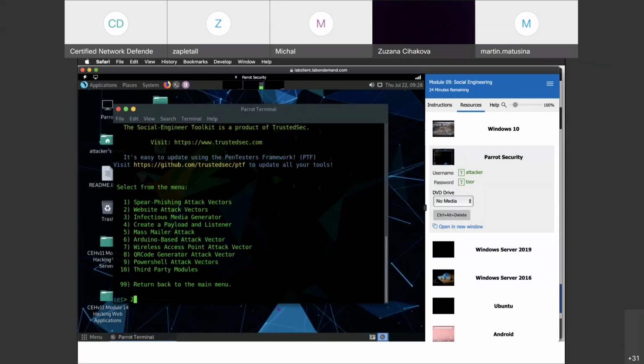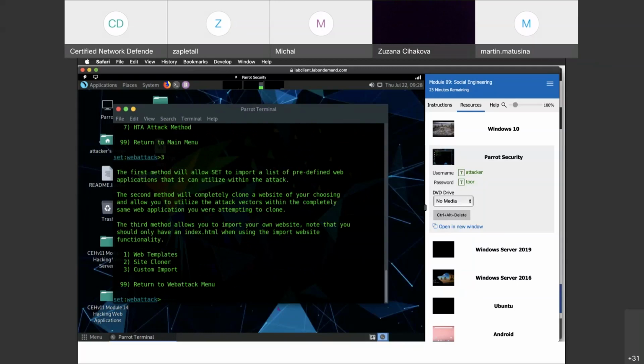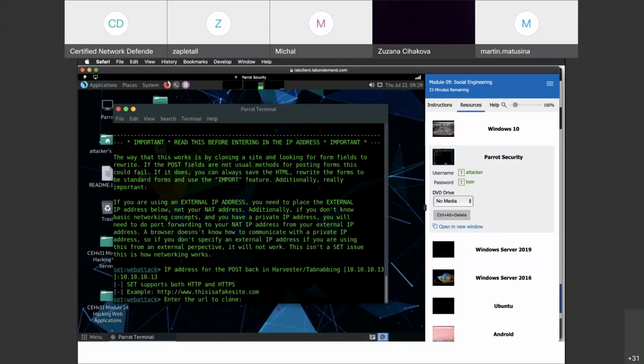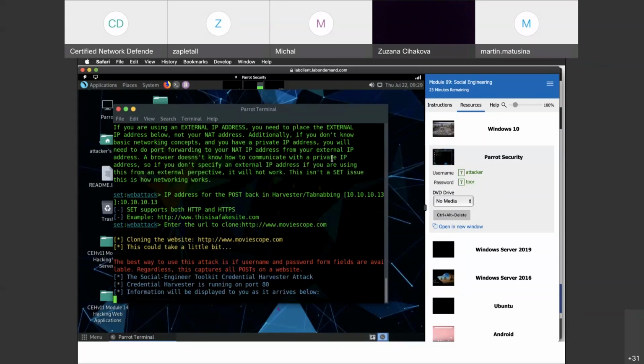We're going to do website attack vectors, number 2. We're going to do the credential harvester attack, number 3, and then we're going to do the site cloner, number 2. It's asking for the IP address, which is the IP address of this Parrot Security operating system. It very generously gives it to us there, 10.10.10.13. And then it's asking us for the URL that we want to copy. In this instance, it is www.moviescope.com, which is an EC-Council owned website. So we're not going to get in any trouble for attacking this particular website.